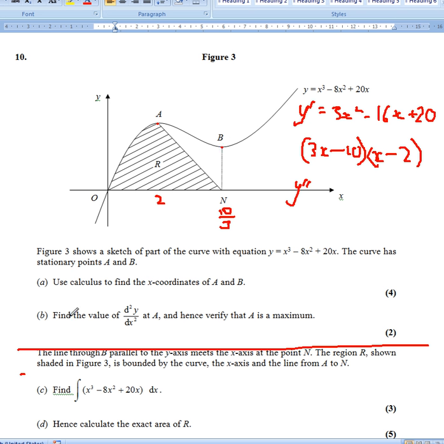Next part of the question says find the value of d2y by dx squared at A, and hence verify that A is a maximum. Second derivative equals 6x minus 16, and at point A, x is 2, so this is minus 4 at A, and that means that A is a maximum because its second derivative is negative.